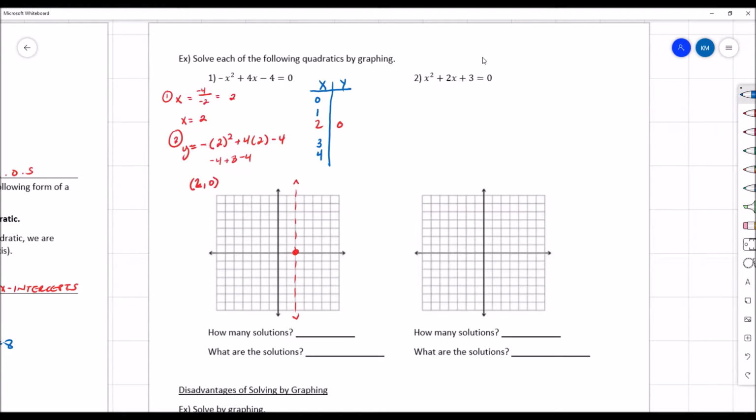Plug them in. 0 should be pretty easy: 0 plus 0 minus 4, negative 4. 1 shouldn't be terribly difficult as we plug that in. It should be negative 1 squared plus 4 times 1 minus 4. So negative 1 plus 4 minus 4, so we get negative 1 there. Because of symmetry, we should know that these two are going to be the same, and these two are going to be the same.